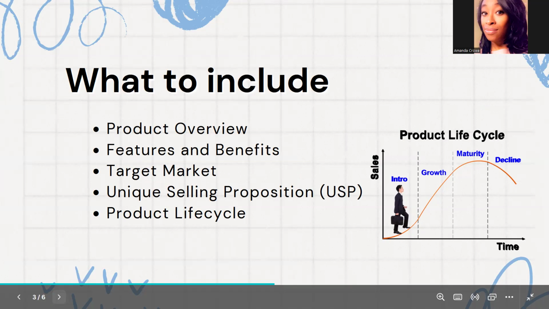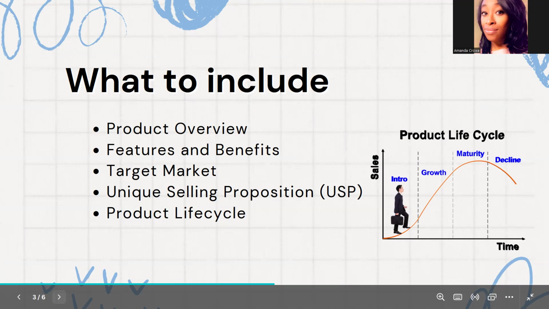So next we get to your unique selling proposition. And this is basically what sets the product apart from the competitors. Each product and service should have its own unique selling proposition. Each product should stand out in some way, or it could be complementary to another product or service, which in itself can be a unique selling proposition. And then finally, you should include information on the product's development stage and future plans, which would be the product life cycle.